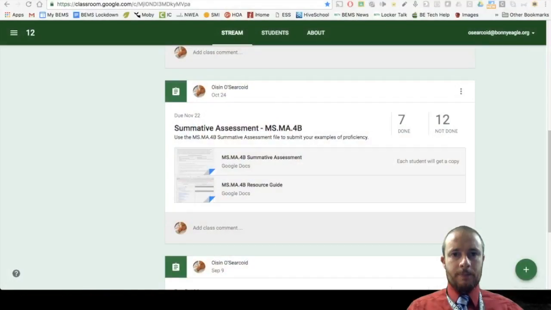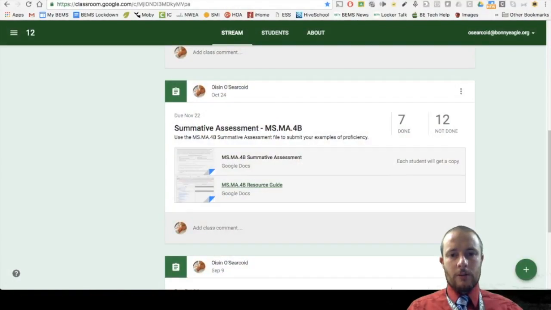Let's see how we can actually attack this summative assessment and get some of it done. Remember that we're going to start everything that we do right there in Google Classroom. So let's go first to Google Classroom and take a look at what we've got to work on.